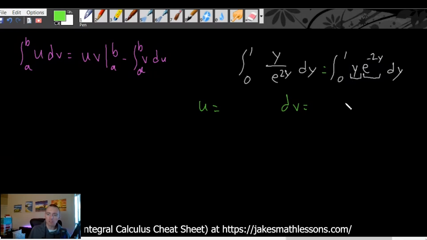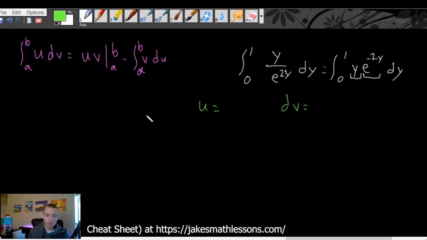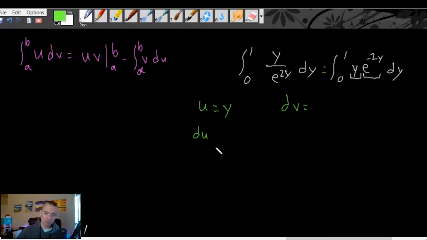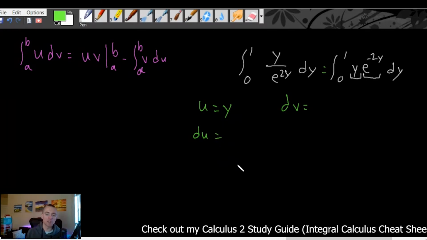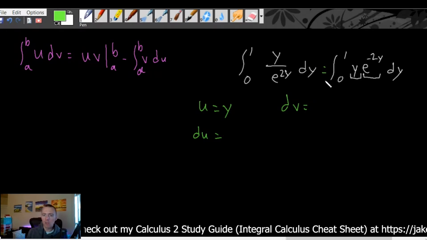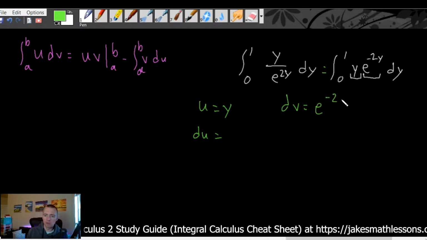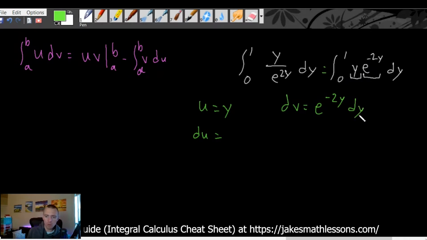However, y is going to be easier to take the derivative of, because if you think about the derivative of y versus the antiderivative, the derivative of y is just 1. If we're taking the derivative of y with respect to y, it's just 1. If we take the antiderivative of y, we're going to have to use the power rule, which is going to make it into a y squared times some constant. Y squared times some constant is clearly a little bit more complex than 1, just a constant number. So if we're going to make our y u, because that's going to allow us to take the derivative of y instead of the integral, that leaves e to the negative 2y for dv, with our dy in there.